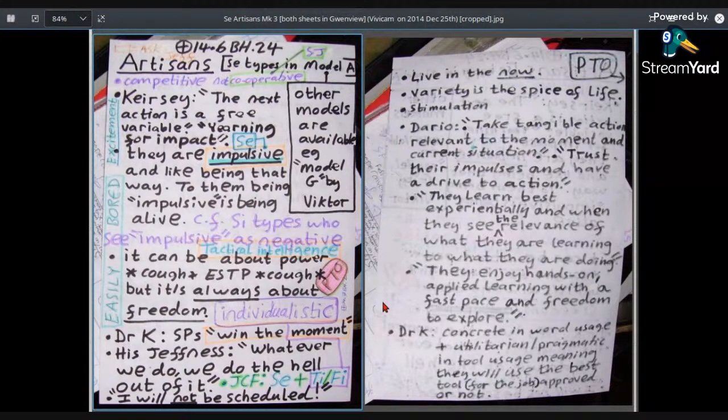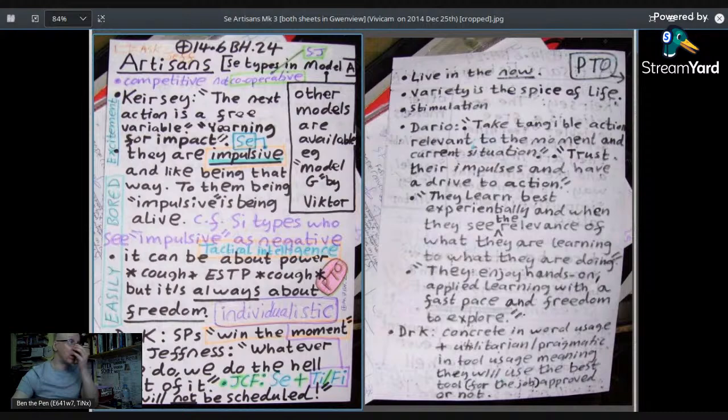For an SI type, impulsive is negative. But I think one person we were typing, we asked him, what do you think of the word impulsive? And he said, it's good if the impulse is to work. And we thought, that's pretty STJ.